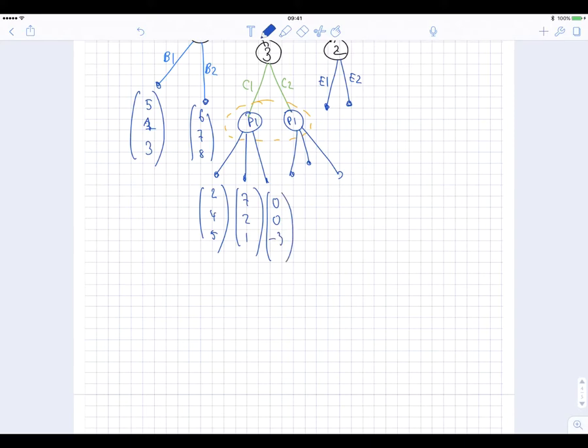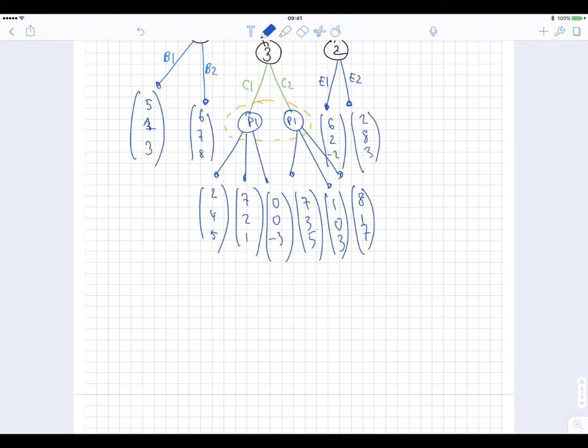Okay. Another set of 3 numbers. 7, 3, 5. Next one. 1, 0, 3. Next one. 8, 1, 7. Okay, 2 more. Next one. 6, 2, minus 2. Final one. 2, 8, 3. Okay.